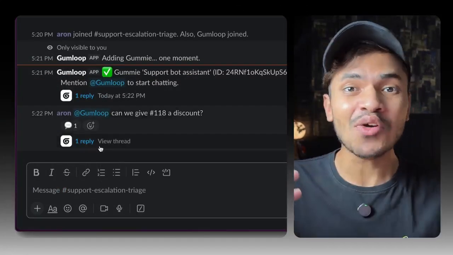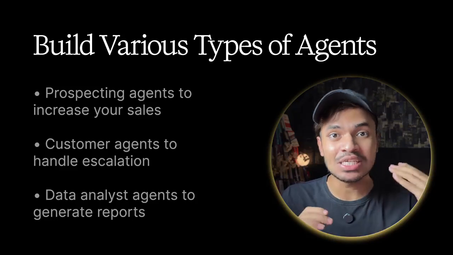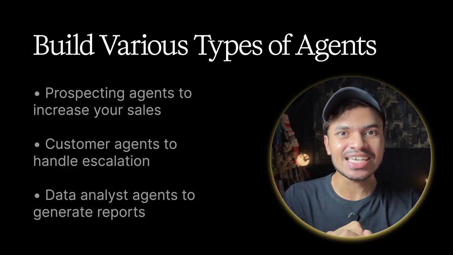So make sure to check out Gumloop agents to build your AI sidekicks that have access to your tools and kick off workflows for you, all from Slack. You can build prospecting agents to increase your sales, customer agents to handle escalation, a data analyst agent to generate reports, and much more.